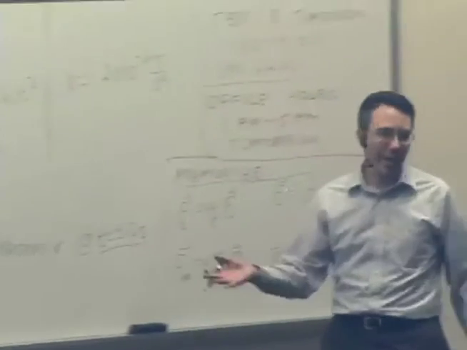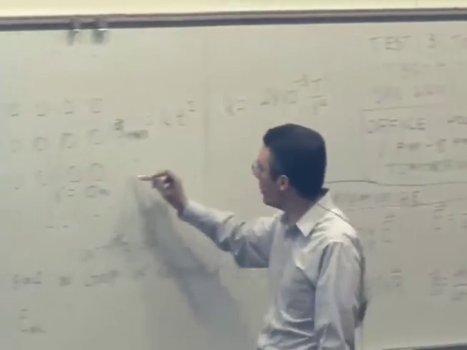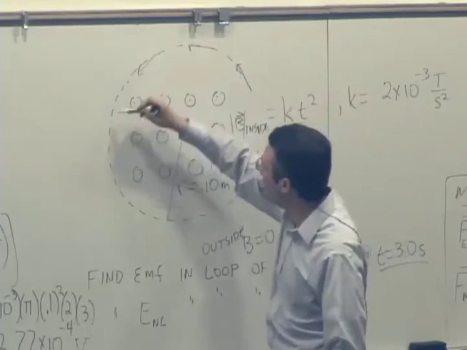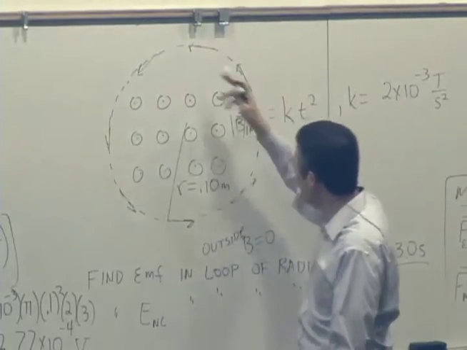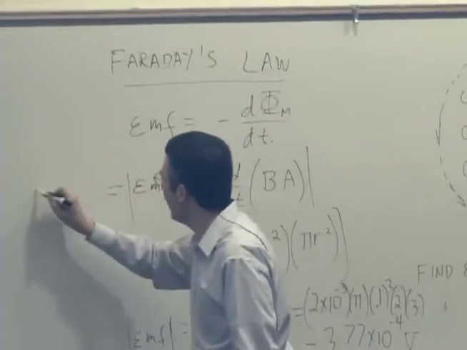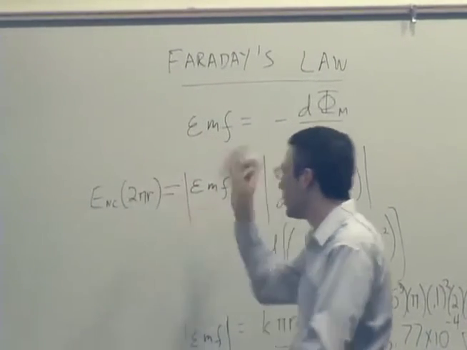And then if we wanted to find the electric field, again, just based on the symmetry, we would assume that the electric field is pointing in this curly pattern, uniform everywhere. So again we have a circular path. We can say that the EMF is just going to be E times 2 pi r, and you can solve for the electric field.